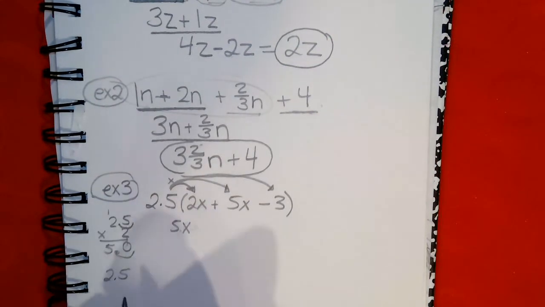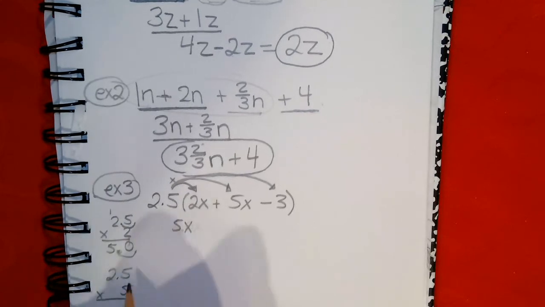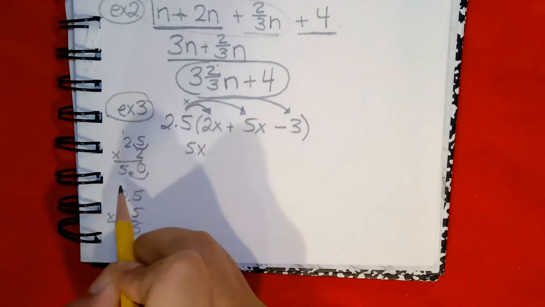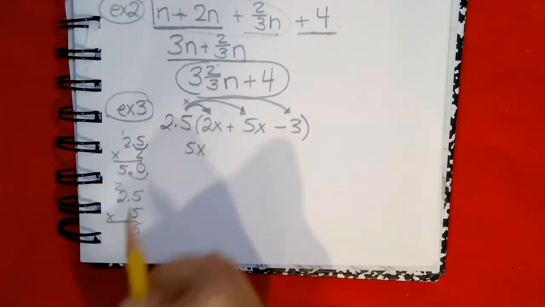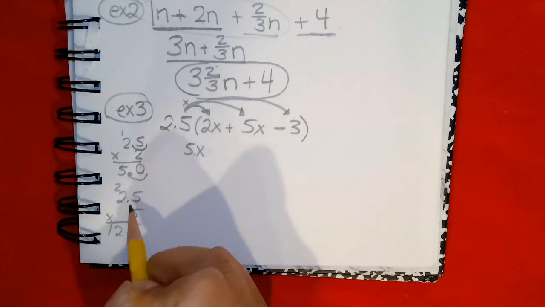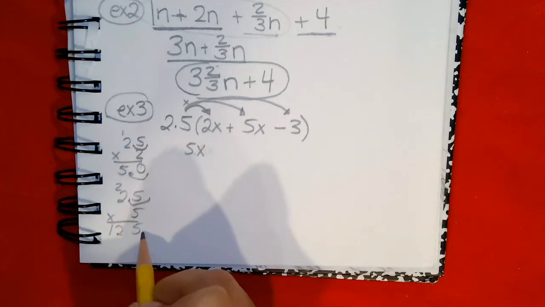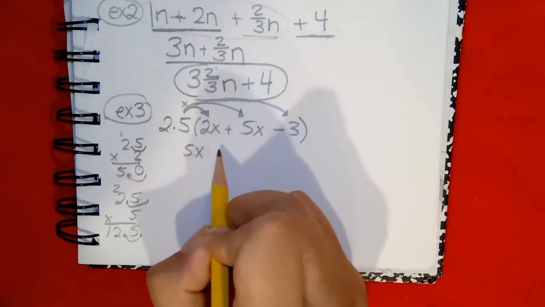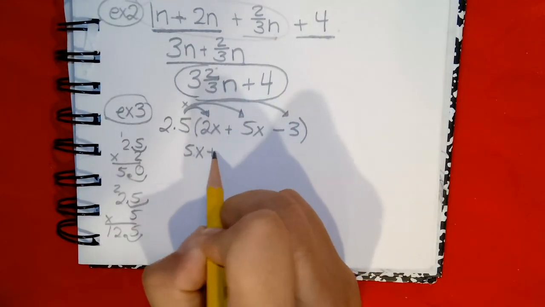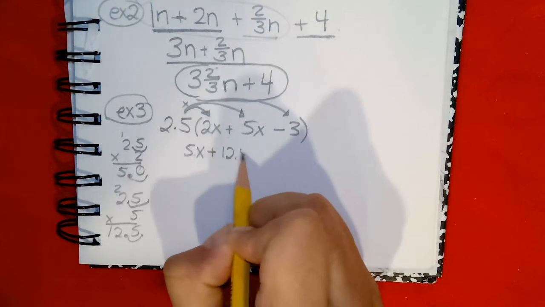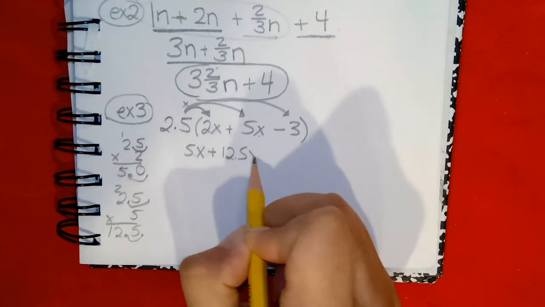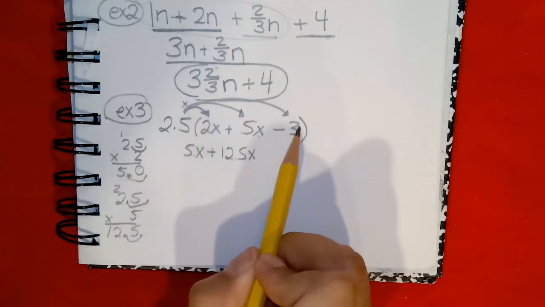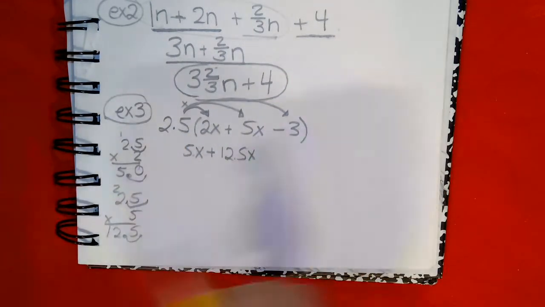Okay, I'm going to do the next one. 2.5 or 2 5/10 times 5. 5 times 5 is 25. Carry the 2. 5 times 2 is 10, plus 2 is 12. Count the number of places to the right. Move my decimal point back in. My answer is 12 5/10. So I have to remember it's addition, plus 12 5/10 x. I can't forget the x. Okay.